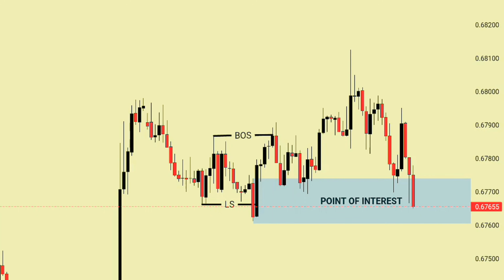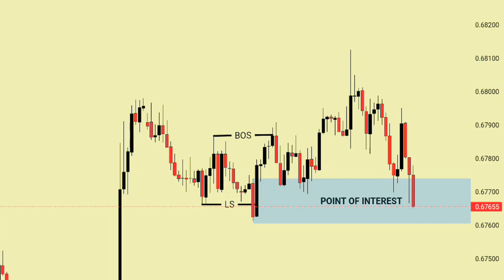When price returns to the point of interest on the 30-minute time frame, it shows us that the market has come back into discount pricing. This is where I prefer to look for long entries. Price is no longer at a premium. It is now at a discounted area where buyers are likely to re-enter.